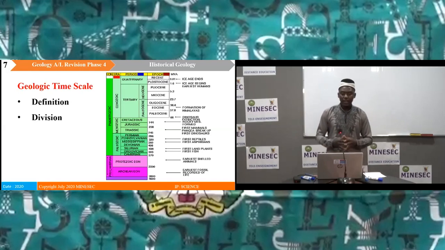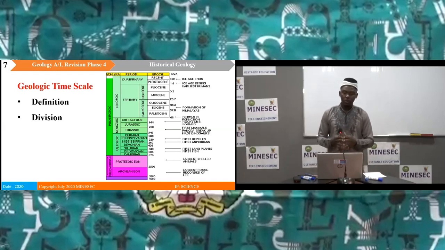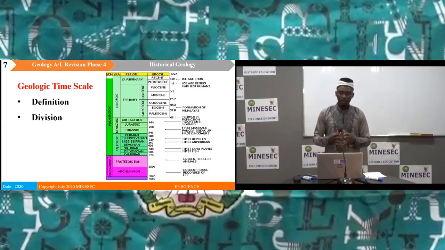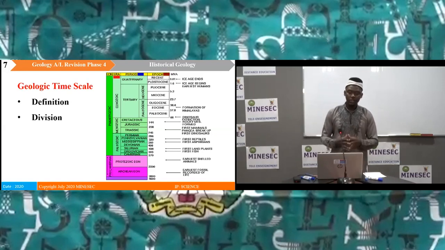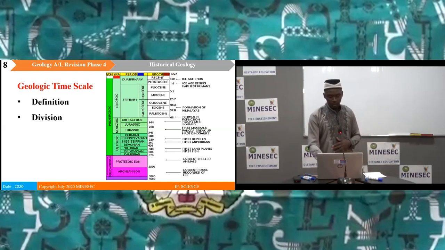Eras are subdivided into periods. The Paleozoic era, for example, has been divided into Cambrian, Ordovician, Silurian, Devonian, Mississippian, Pennsylvanian, also called Carboniferous, and Permian, while the Mesozoic era has been divided into Triassic, Jurassic, and Cretaceous. The Cenozoic has been divided into Tertiary and Quaternary.